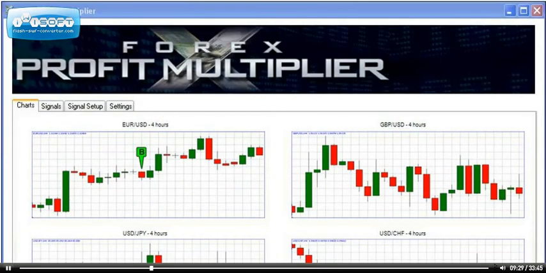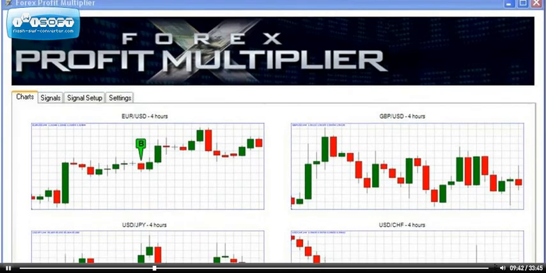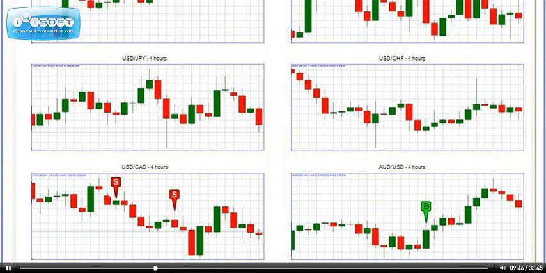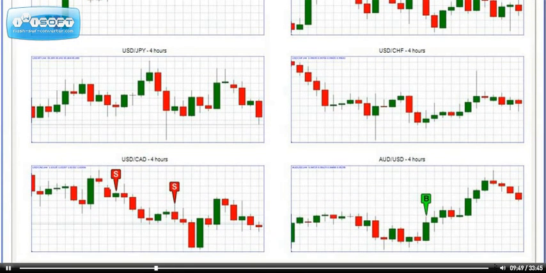Okay, with that background, now let's get right into the Forex Profit Multiplier Trade Alert software. This is something you're really going to like. Here we're looking at the Charts tab where you can view on your computer the 6 major pairs that you'll be trading with Forex Profit Multiplier. And whenever there is a trade setup for one of the 3 methods, the software will automatically identify that setup and alert you.